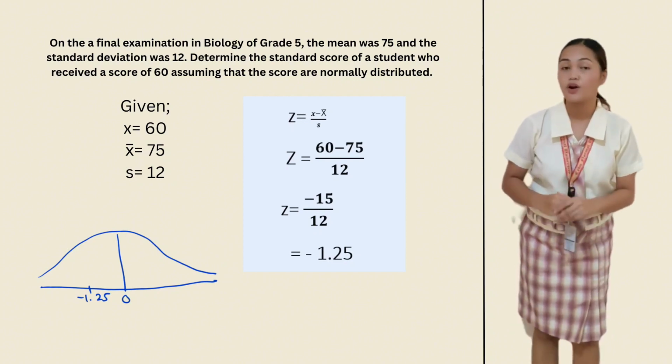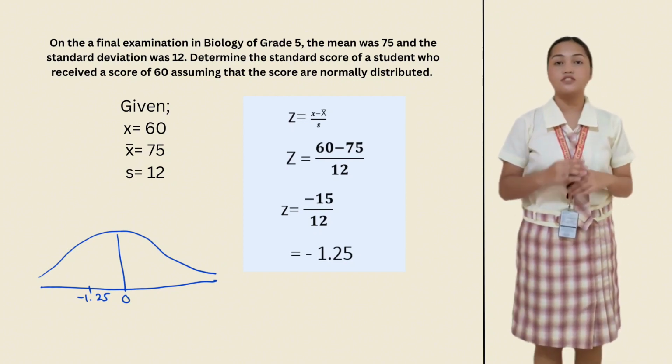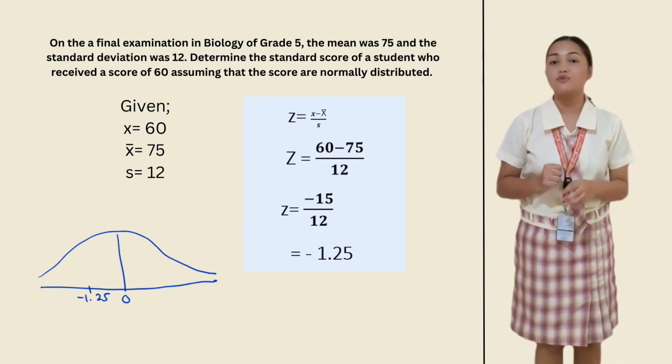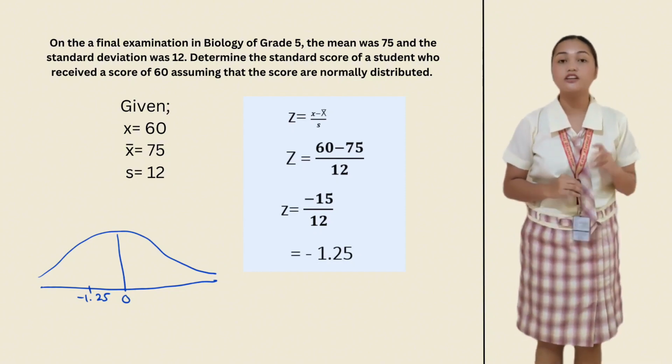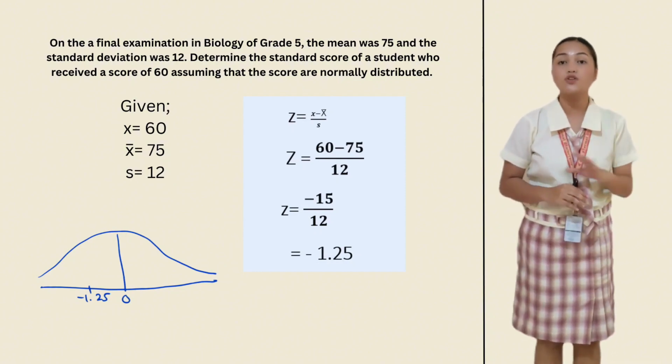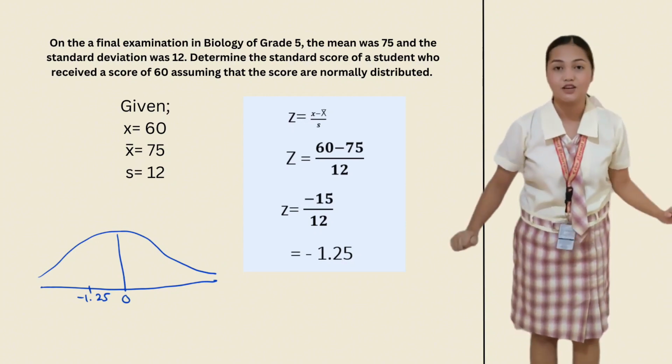and it gives us the number -1.25. So therefore, the score of 60 is 1.25 standard deviations below the mean since it is negative.